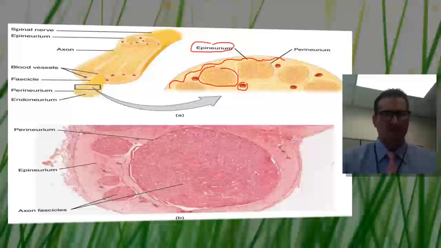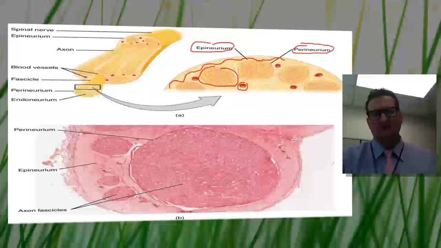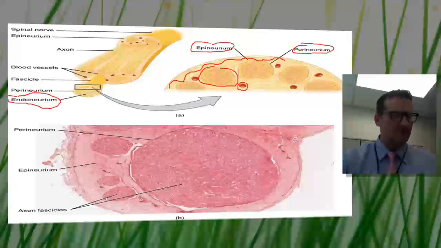Nerve fibers or axons exist in bundles called fascicles. Several fascicles are grouped together and wrapped in a connective tissue sheath called the perineurium here. Within the fascicle, each axon or nerve fiber is wrapped in a loose connective tissue called endoneurium. The number of fascicles contained in a single nerve varies from just a few to a million.